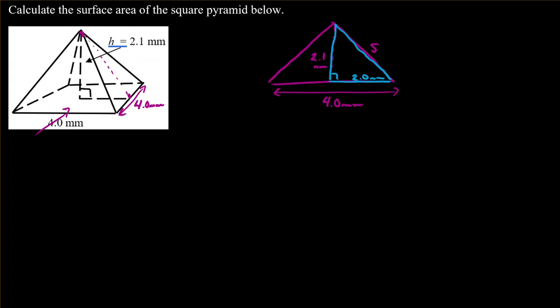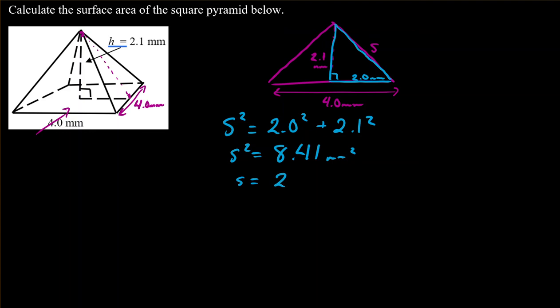Well, I know how to get the hypotenuse of a right angle triangle. s squared equals 2.0 squared plus 2.1 squared. Okay, well, if I calculate this out, 2 squared plus 2.1 squared is 8.41 square millimeters. And so if I take the square root of that, I will get a slant height of 2.9 millimeters. Perfect. So we actually know that our slant height is 2.9 millimeters.